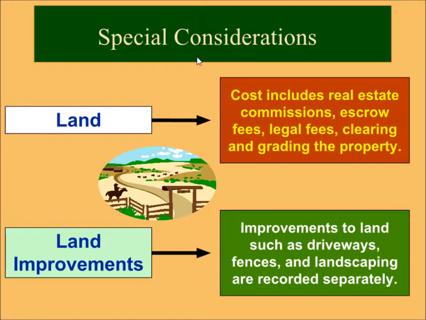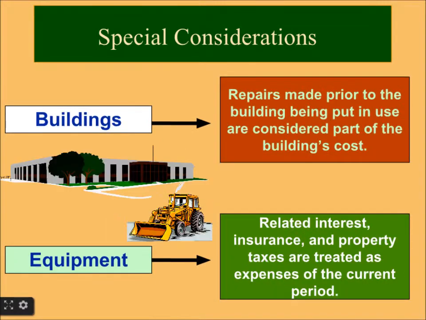Special consideration: land. Cost includes real estate commission, escrow fees, legal fees, clearing and grading the property. So for buying land, we have to include all these costs for making the journal entry. All these costs will be asset value. Land improvement. In case of land improvement, improvements to land such as driveways, fences, and landscaping are recorded separately. In case of buildings, repairs made prior to the building being put in use are considered part of building cost.